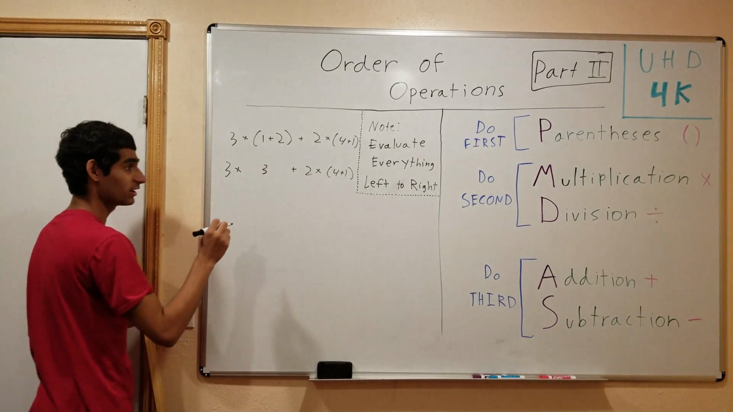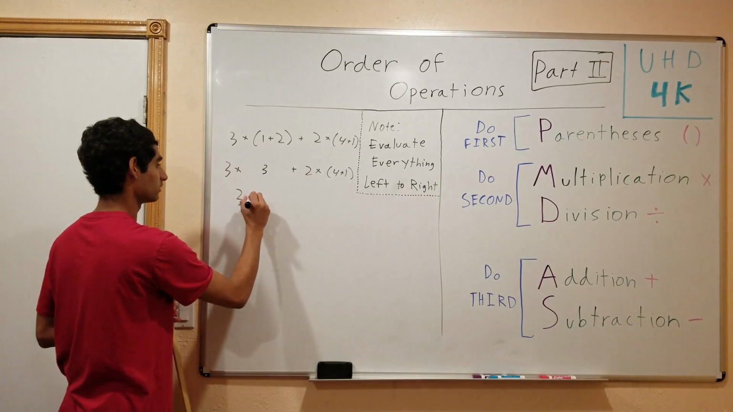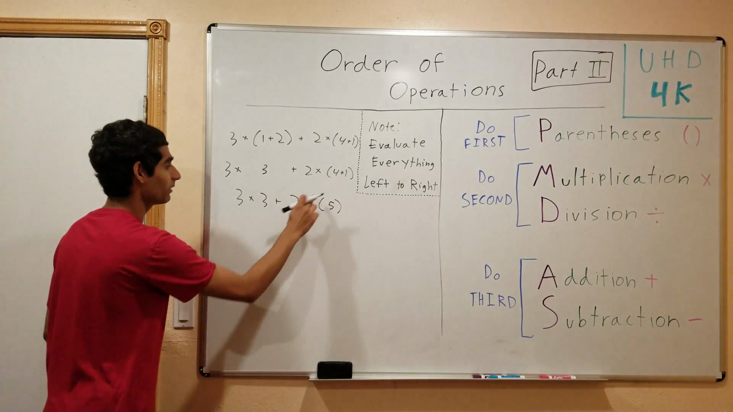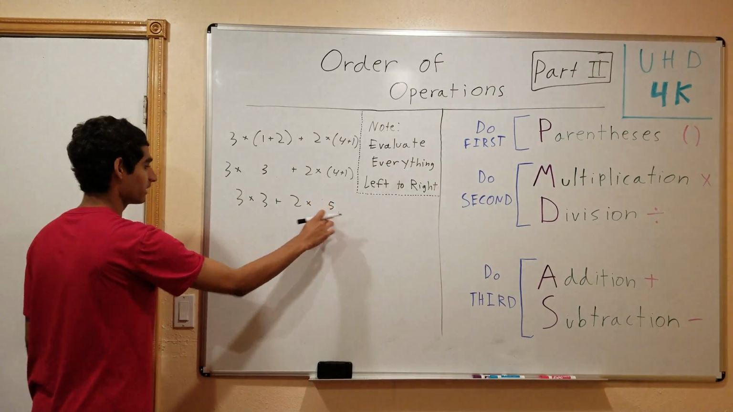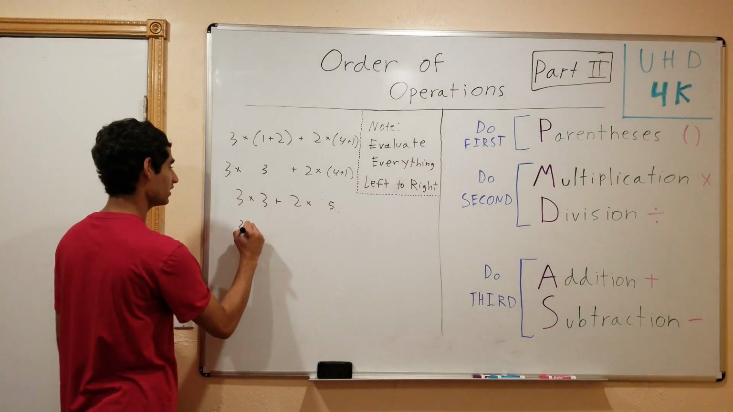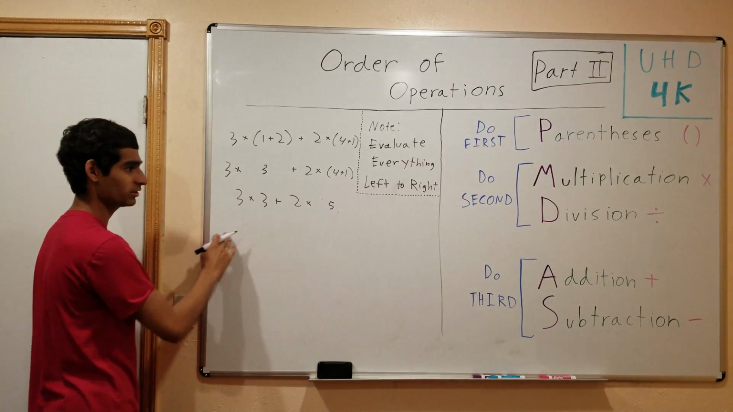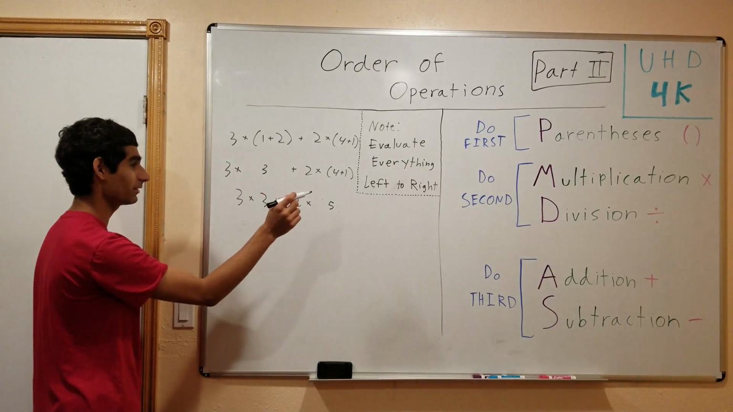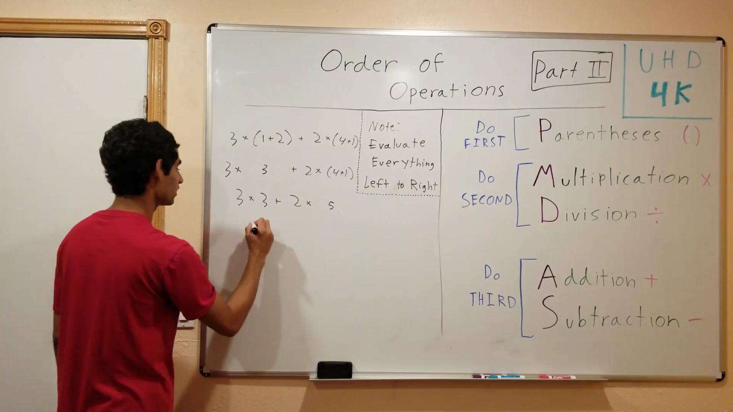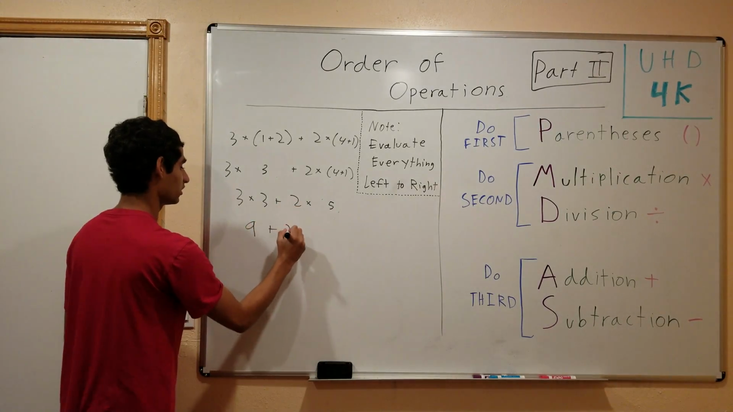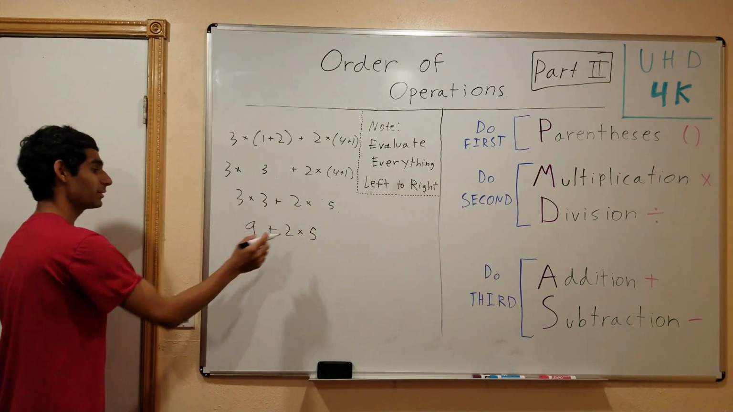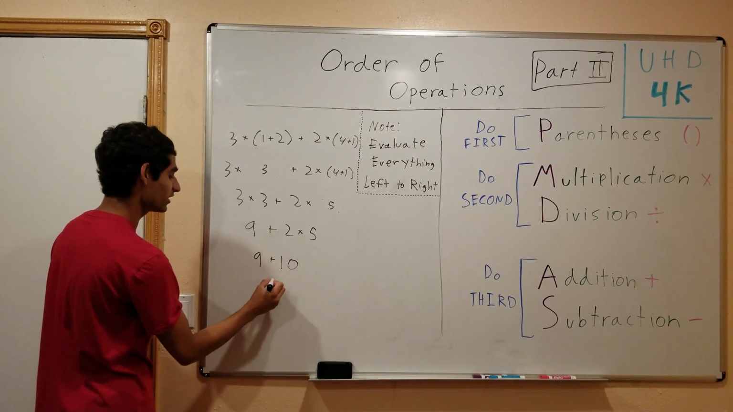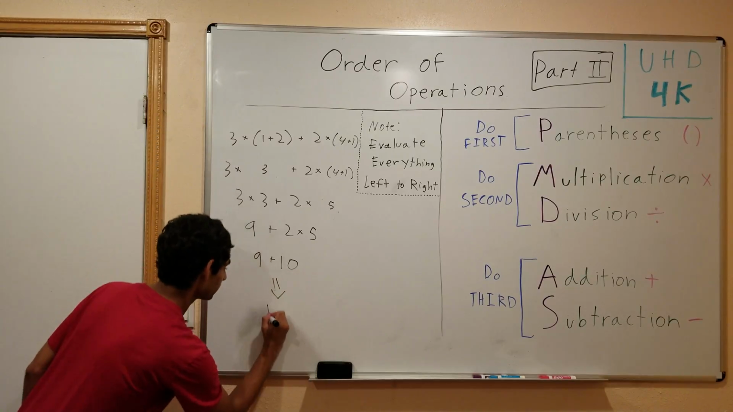Now we have to evaluate the parentheses over here. 4 plus 1 is 5. Once again, we can take out the parentheses because there's only one number. Now we have to move on to the multiplication and division. So what's the leftmost statement involving multiplication and division? It's 3 times 3. So that becomes 9 plus 2 times 5. Now we have to evaluate 2 times 5. 9 plus 10. And finally we do the addition, which is 19.